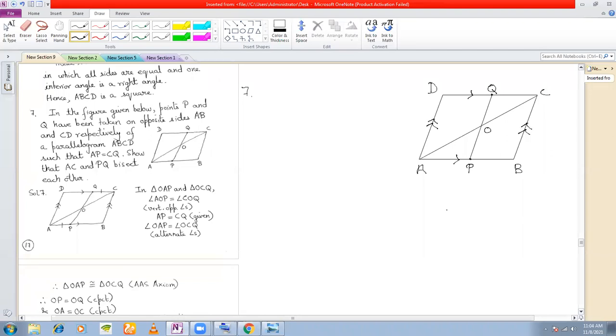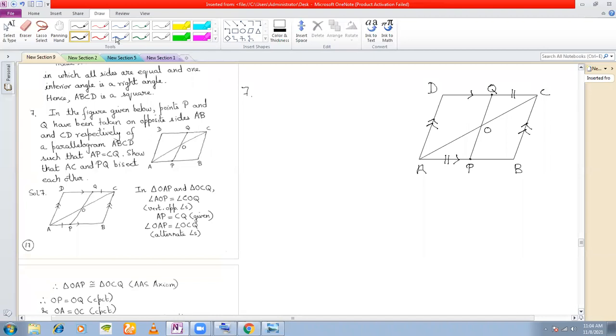Okay, of parallelogram ABCD such that AP is equal to CQ. That means this length here, AP, must be equal to CQ. This is given to you. Show that AC and PQ bisect each other. So just show that the diagonal AC of the parallelogram that you can see, and the line PQ that you see, bisect each other.